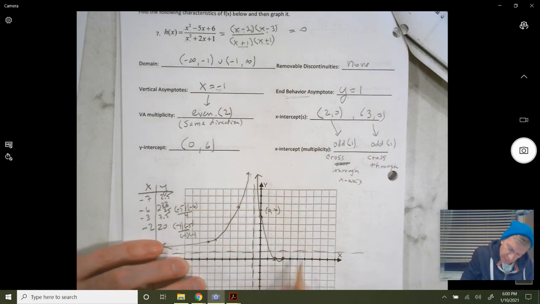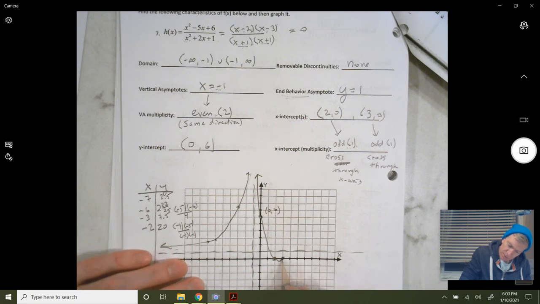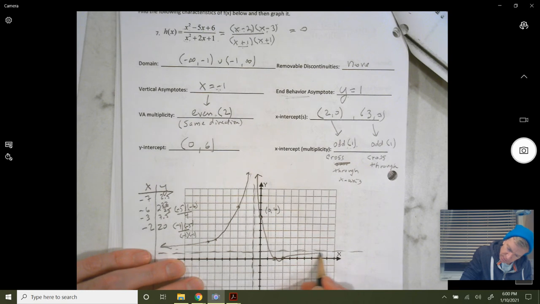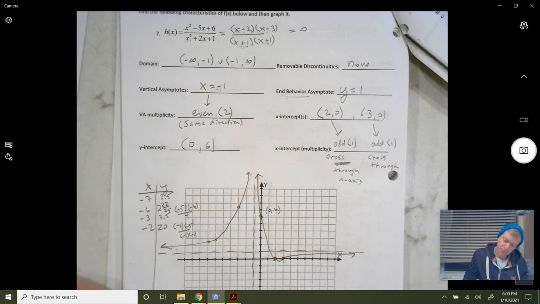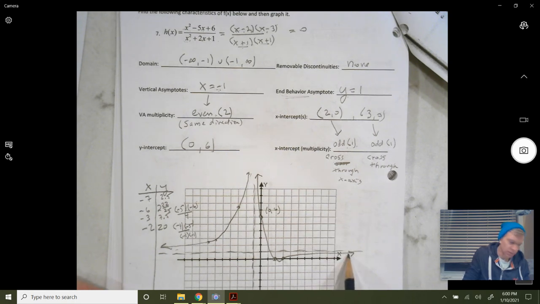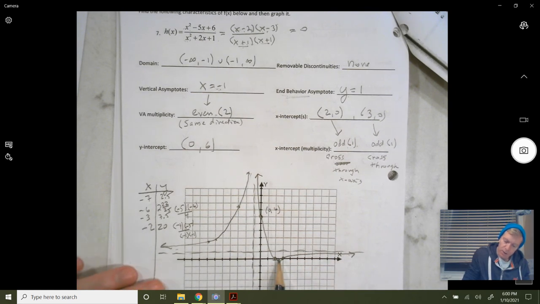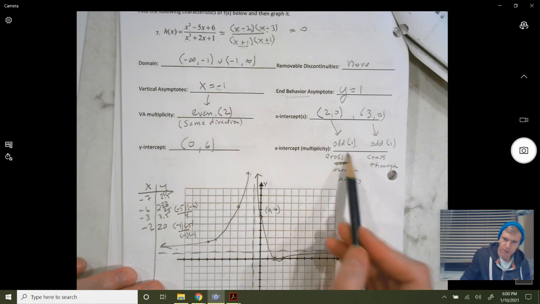Then we can plug in a few more points over here, but we're going to end up approaching this asymptote over here, and we're going to stay below it, approaching a y value of 1. If you wanted to plug in a few more points over here to verify and confirm that's what happens, you can. But we know that we cross through here and cross through here. It's not a bounce because of the multiplicity.